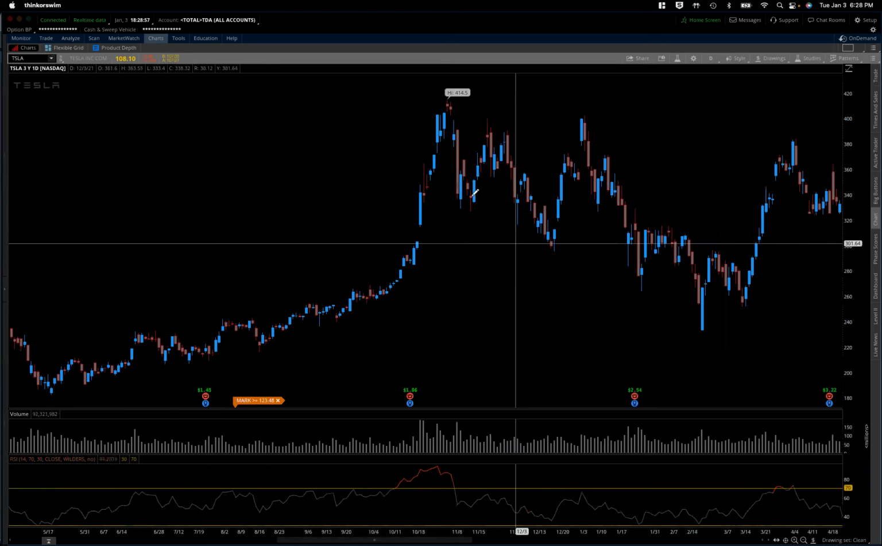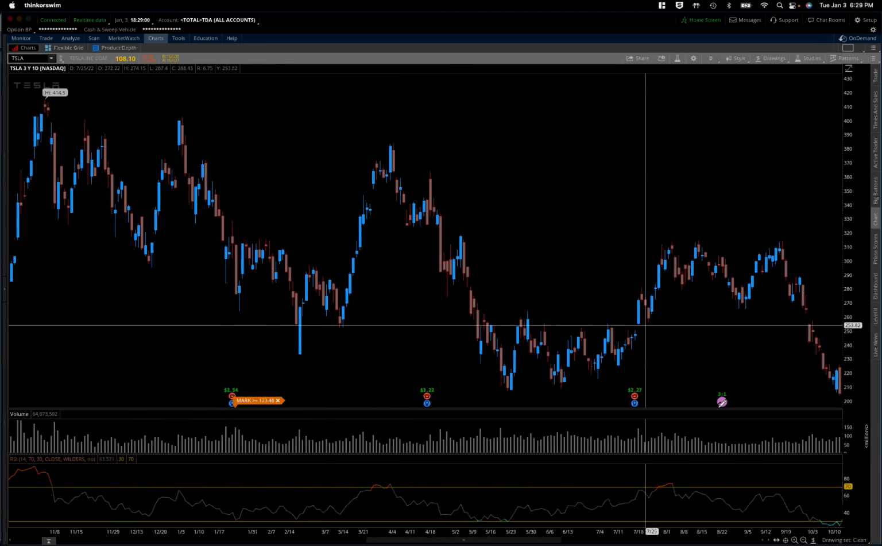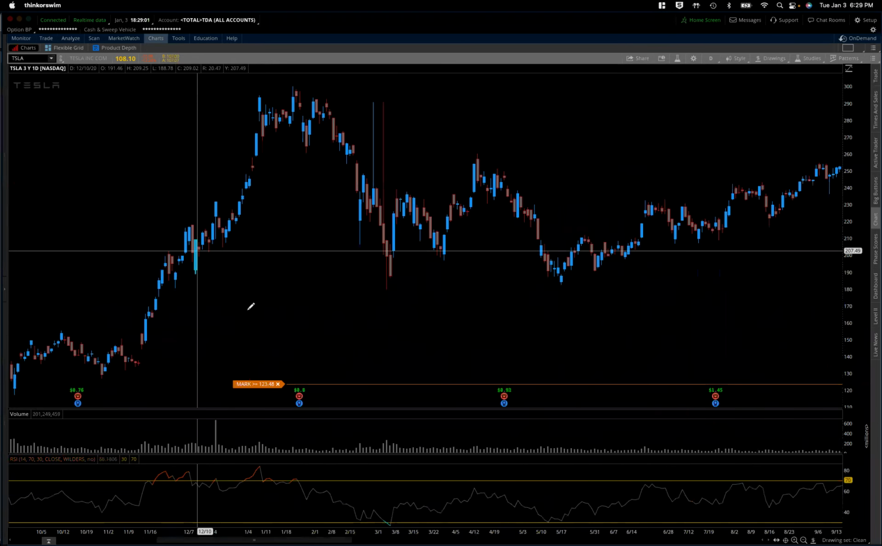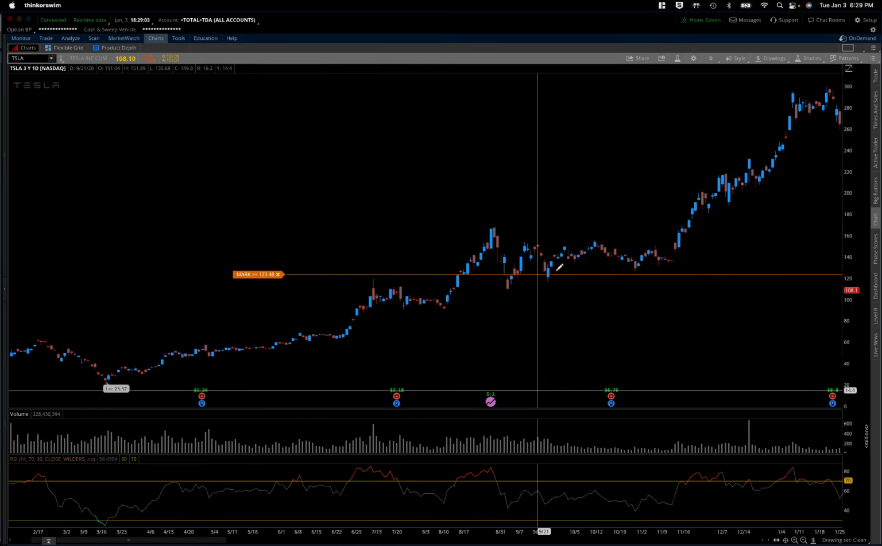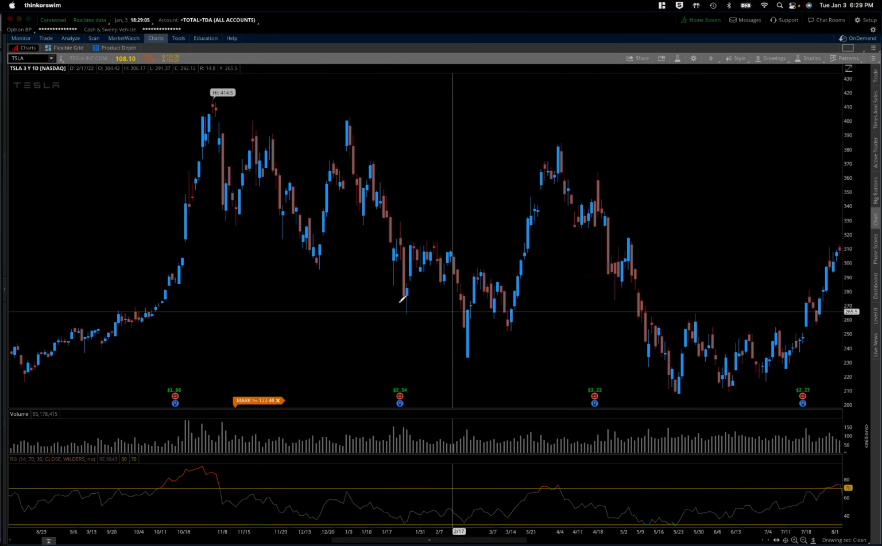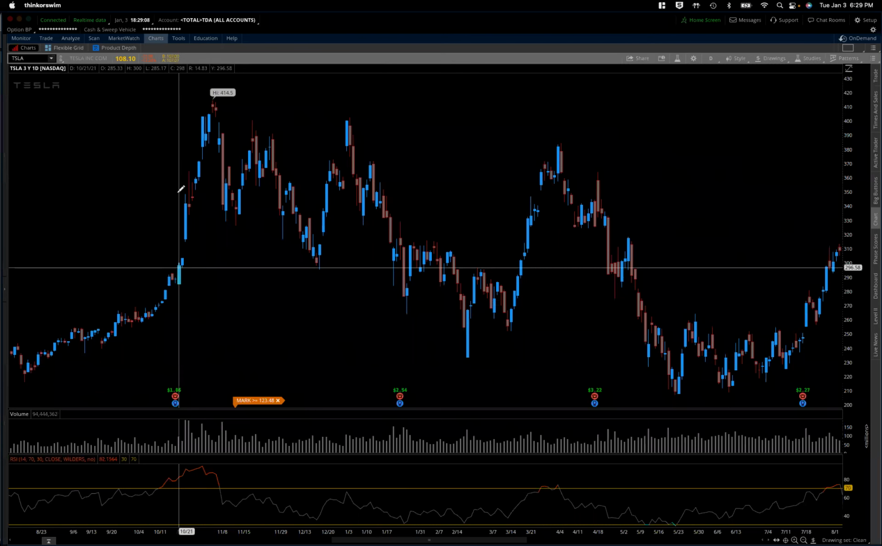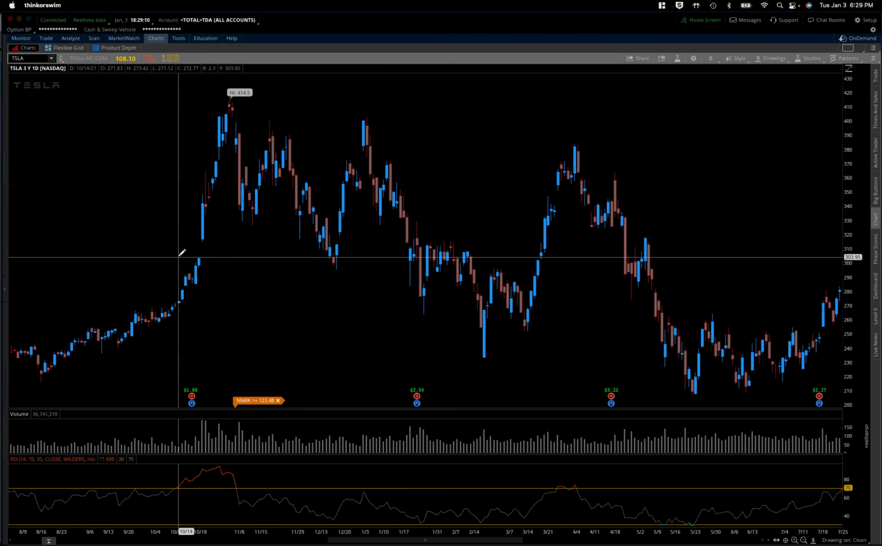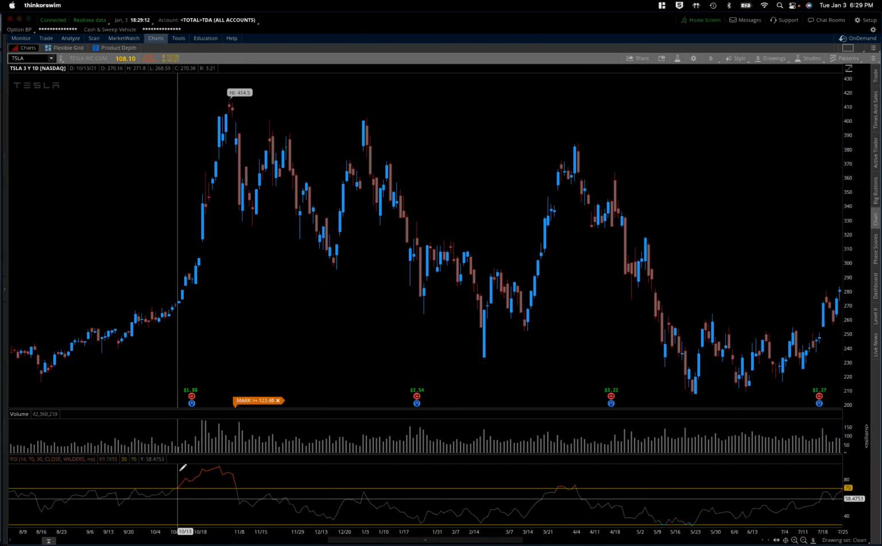I don't know why it's not shown here. That's kind of weird, but oh wait. Huh. Oh wait. I'm confused. Whatever. Regardless, right? Doesn't matter. Just because something's above 70 on the RSI does not mean it will reverse, right?